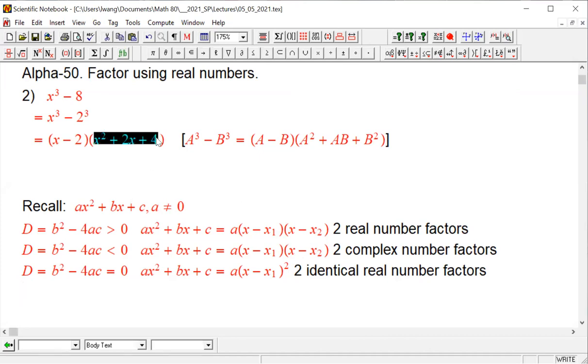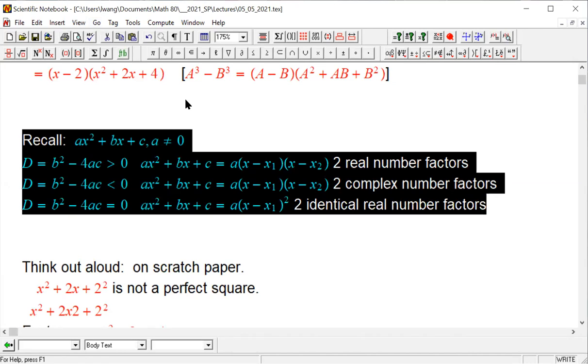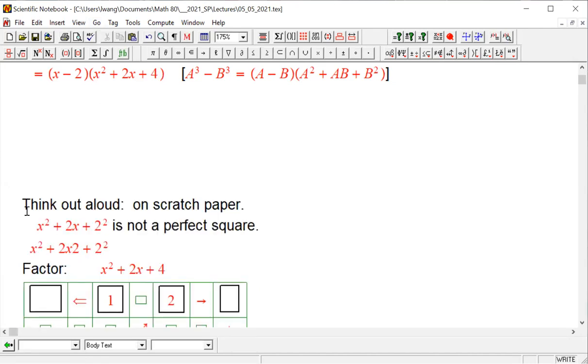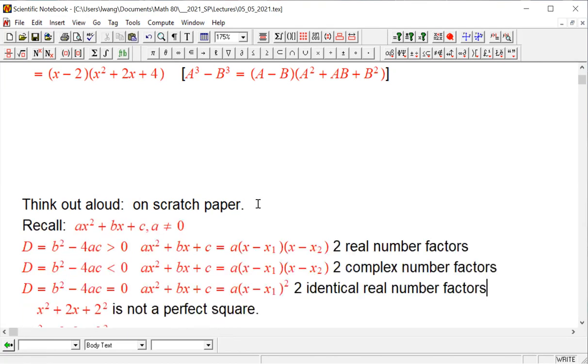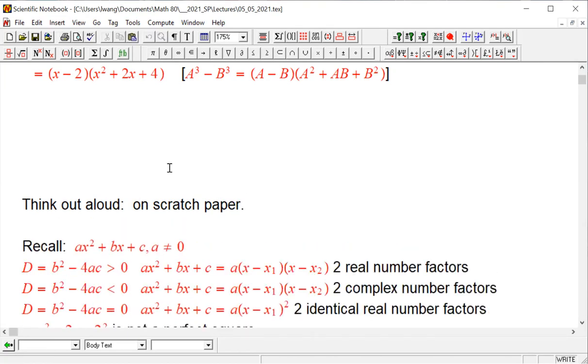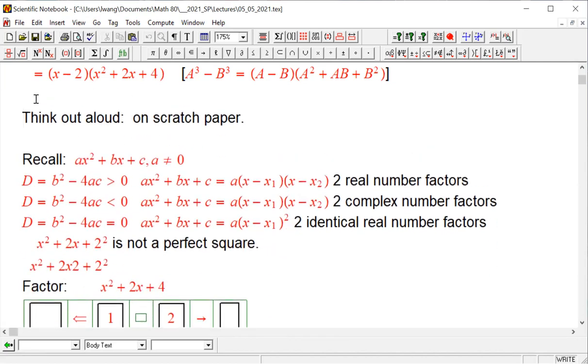So now, in terms of factoring this one, and continuing on this, let me put this on the side. Let me put it over here. All of what I'm doing here is on scratch paper. You guys follow me? And I'm going to show you how much work you need to show in the end. All right.